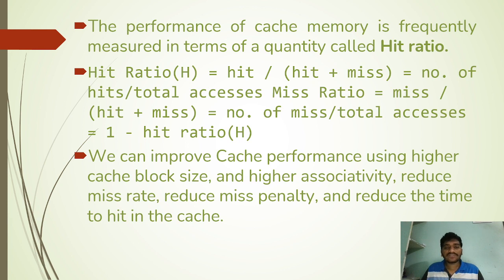We can improve cache performance using a higher cache block size and a higher associativity, reduce miss rate, reduce miss penalty, and reduce the time to hit in the cache.